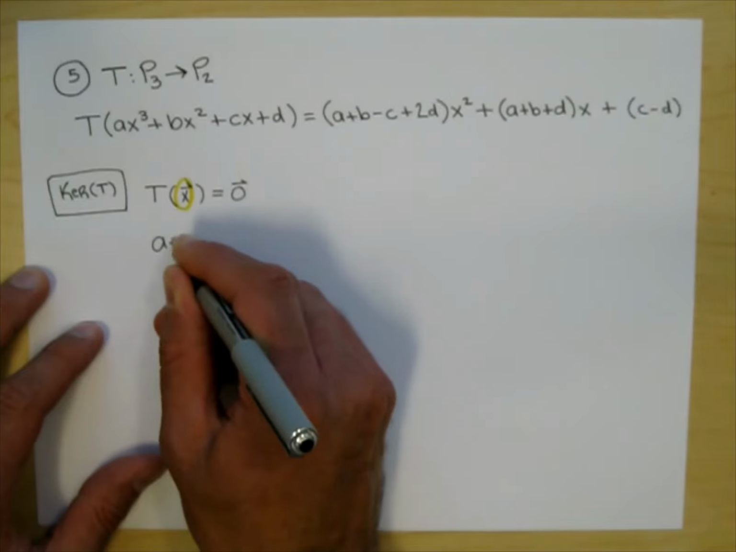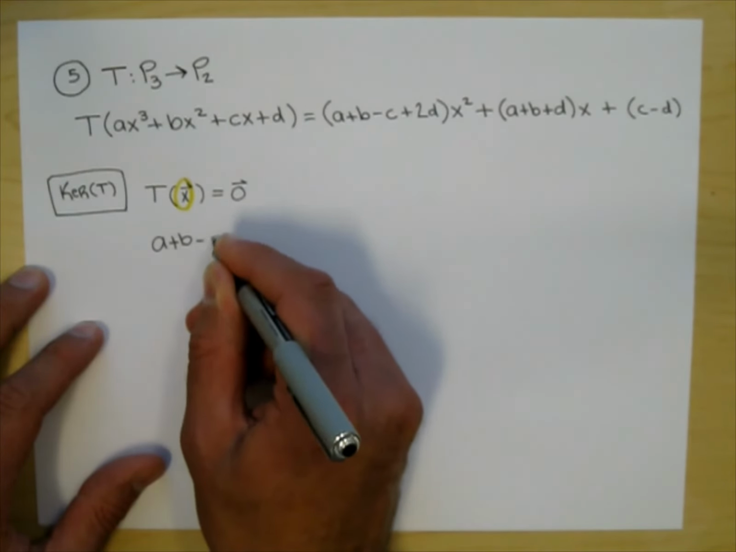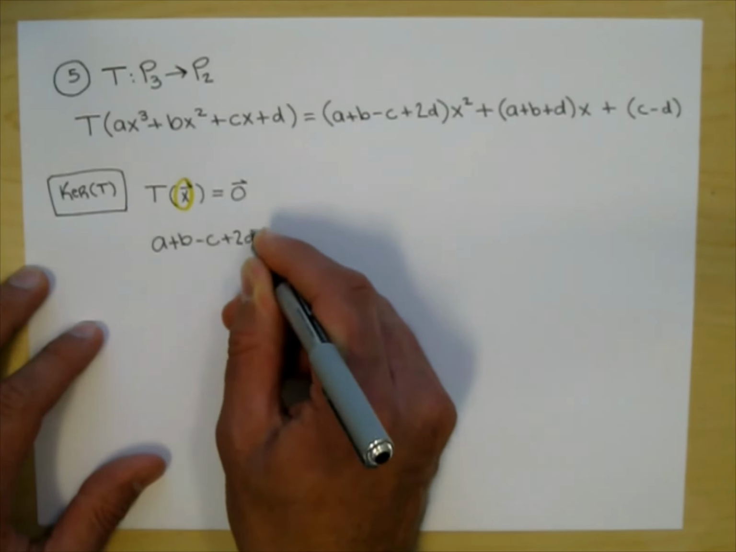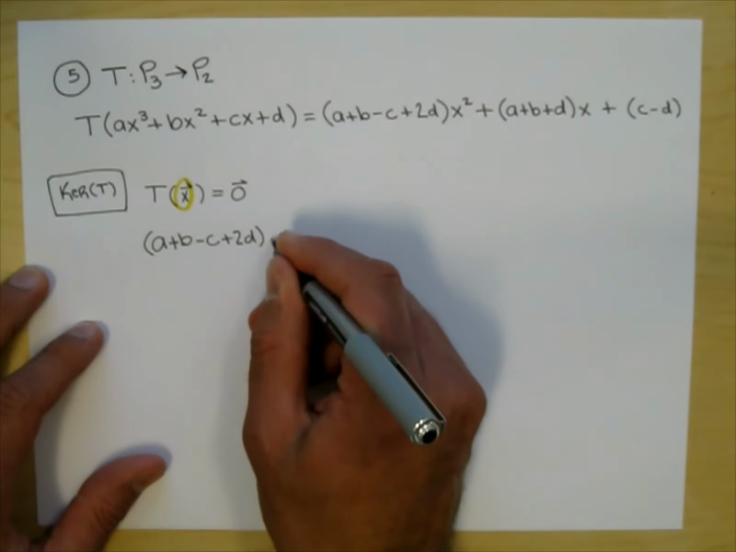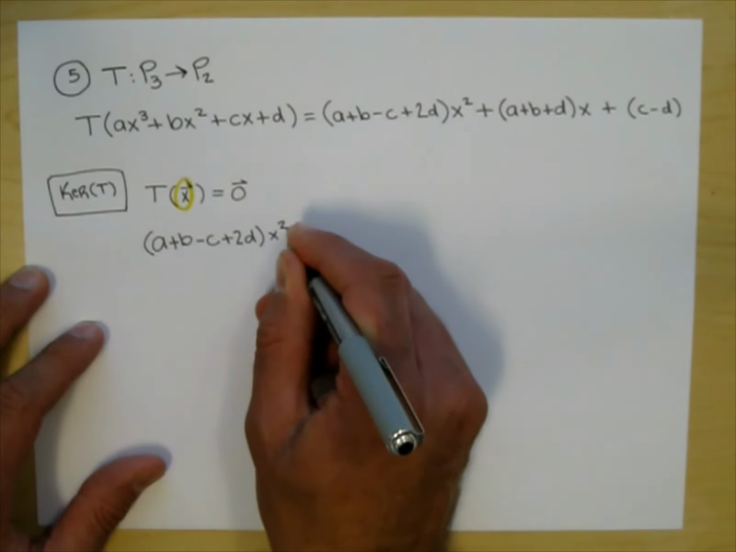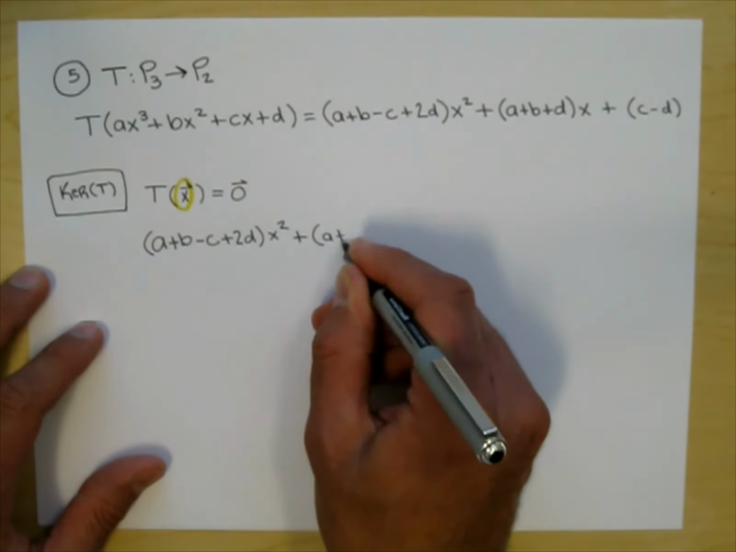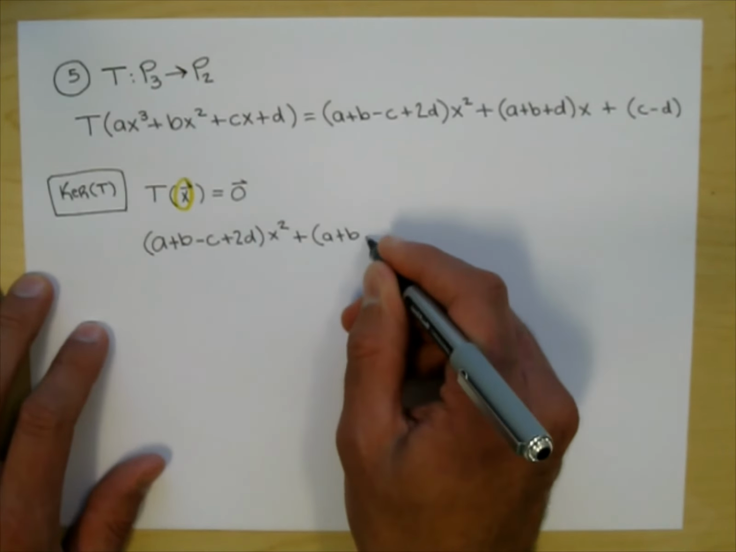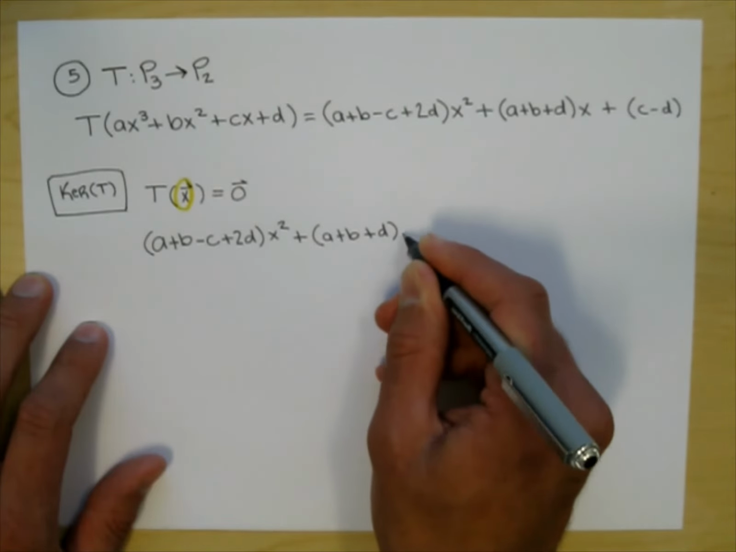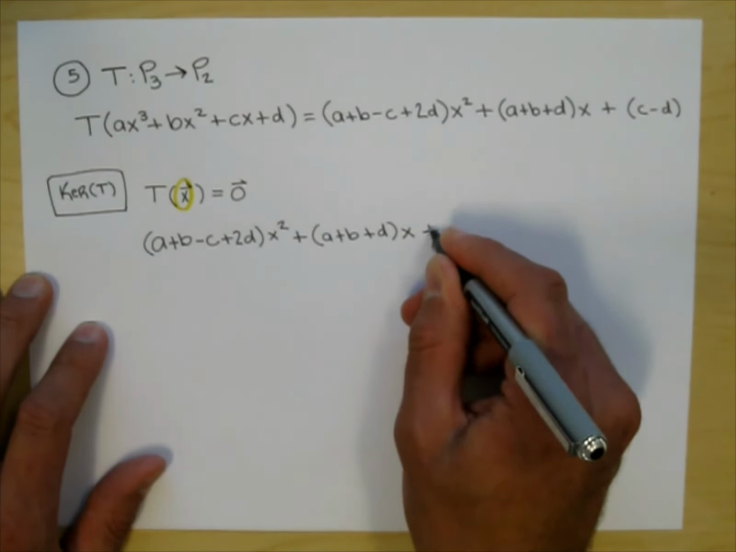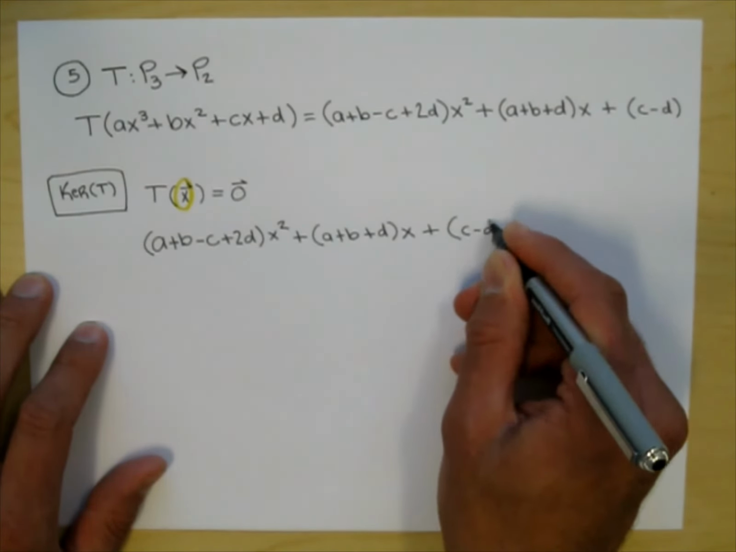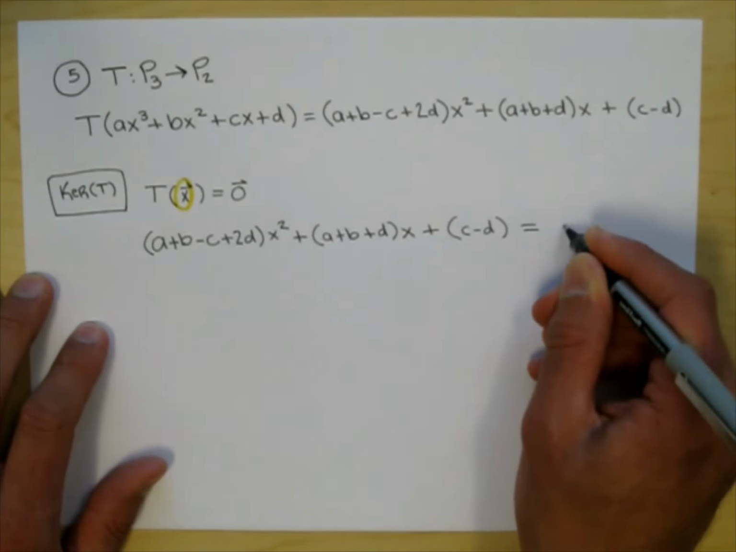So a plus b minus c plus 2d, x squared. All I'm doing is copying that down. This is a plus b plus d, x, and then we have plus c minus d, equals 0.